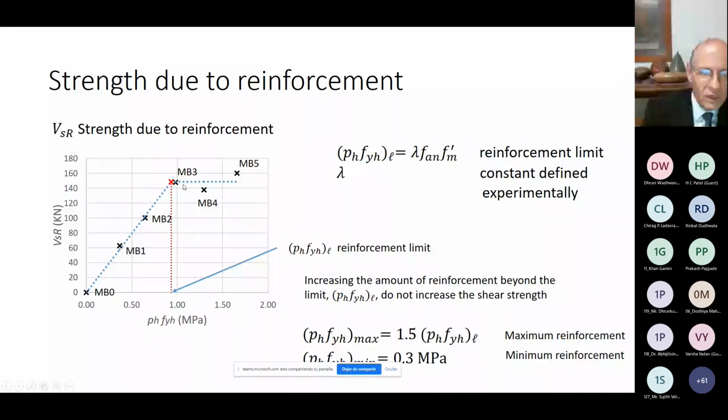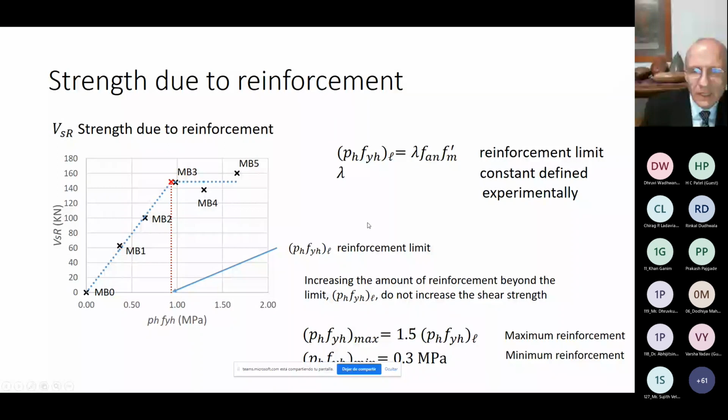And once we arrive nearly at MB3, although we included more reinforcement, the wall does not resist any more shear force. So what happened is that the shear capacity of the wall has been exhausted. And this is a critical point. And this is the amount, the maximum, well, not the maximum, we call it the limit reinforcement. After this limit reinforcement, if you add more reinforcement, you won't increase the shear capacity of the wall. So this is a critical point.